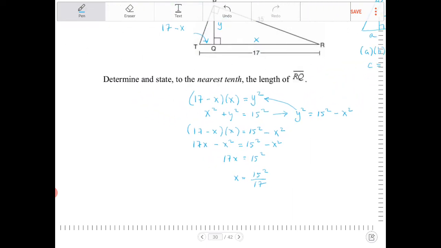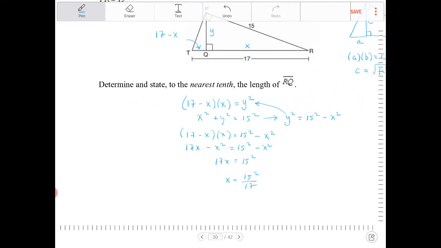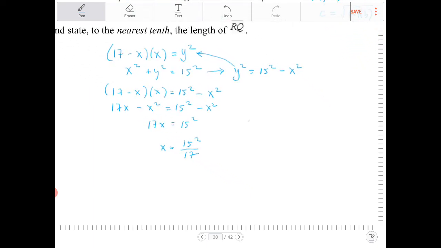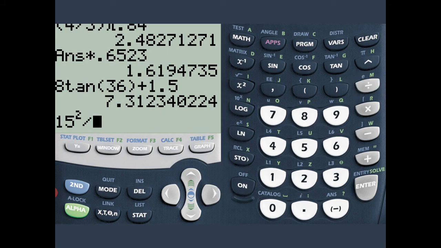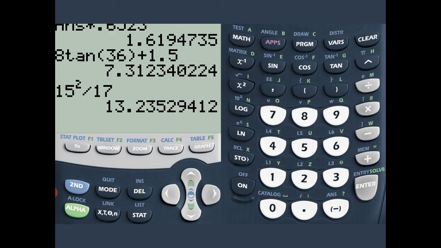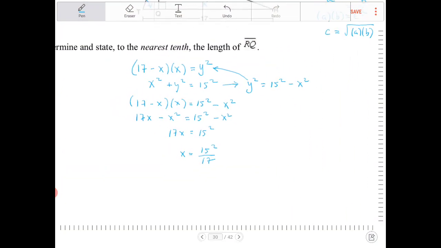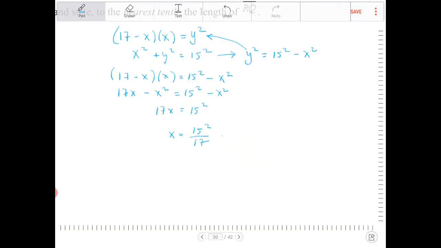So let's enter this into the calculator, because it says for us to determine to the nearest tenth what the value of x is. So if I take my calculator, let's do 15 squared divided by 17. It'll be 13.2 to the nearest tenth, right? Yes. So that means this is approximately 13.2.